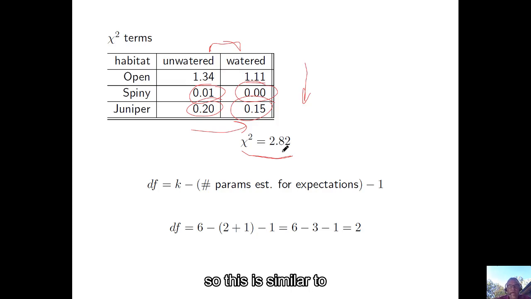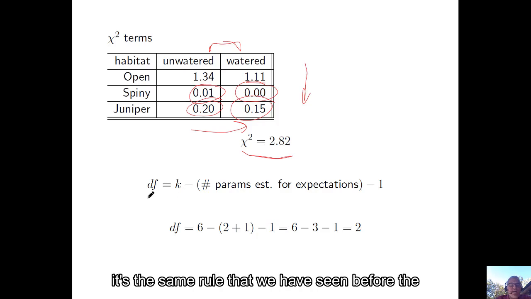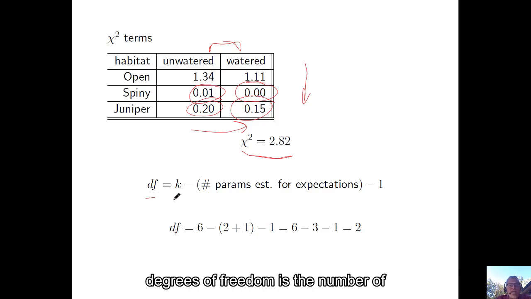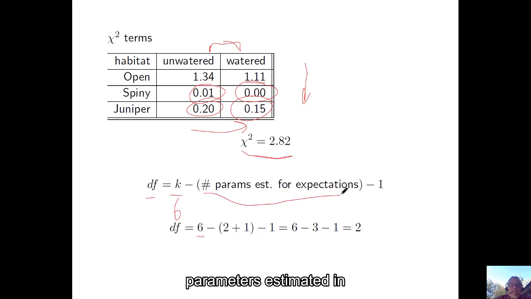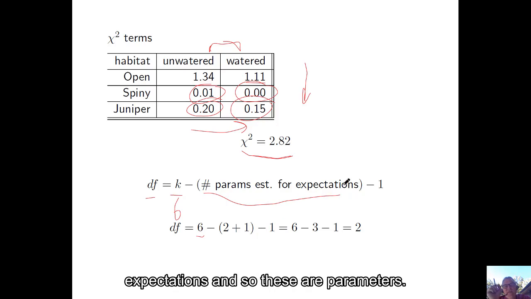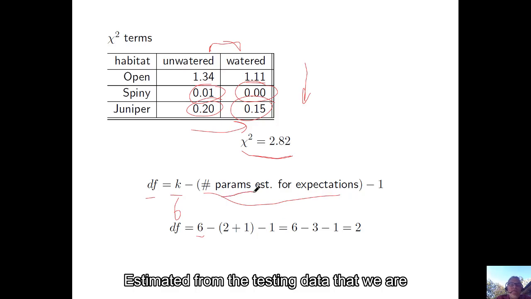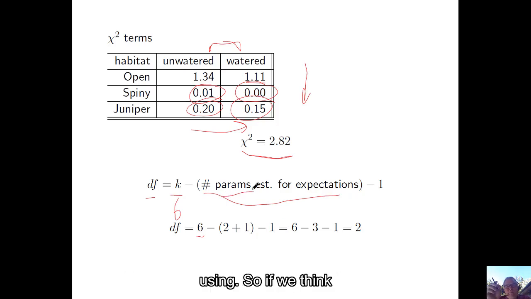And so this is similar to 8C, the last module that we recorded, in that we were estimating some parameters in order to get these expectations. So it's the same rule that we've seen before. The degrees of freedom is the number of categories. That's 6 in this case, right? The 6 cells of data here. 2 by 3 is 6. Minus the number of parameters estimated in order to calculate the expectations. And so these are parameters estimated from the testing data that we are using.